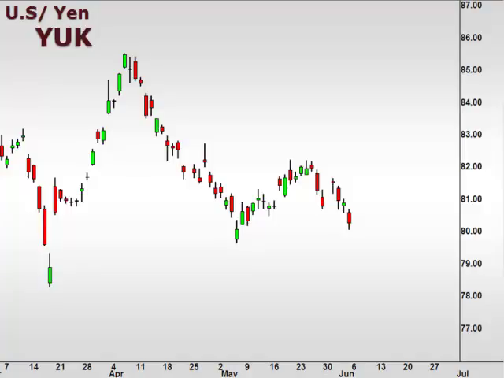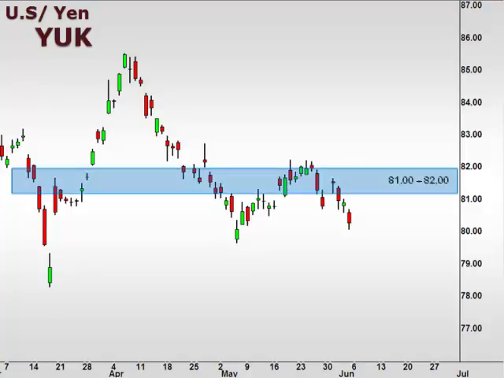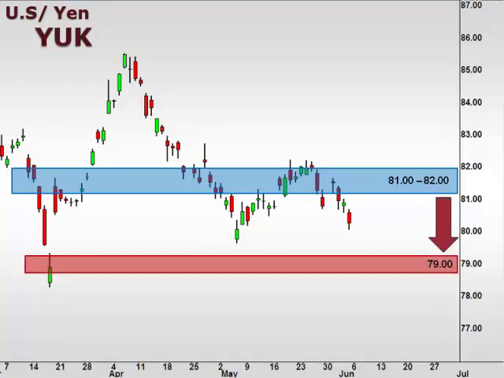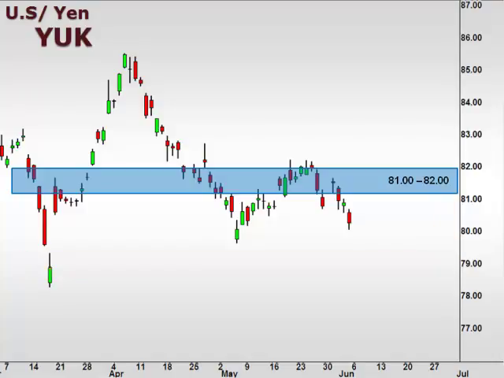Next up, the YUK, the US versus the Japanese yen. The YUK attempted to move higher early last week, but met with resistance within that 81-82 focal zone. This lends credibility to a continuation down towards support at 79.